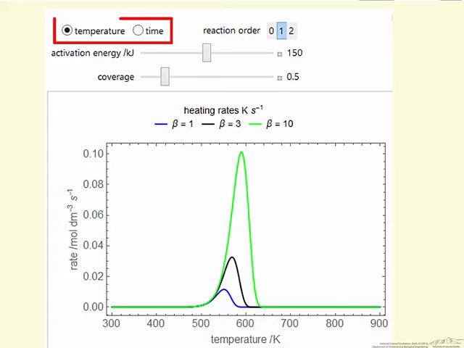The other way we can plot this, if we select time, is we plot rate versus time, and the behavior then is different, because when we heat at a very fast rate, the green line, this occurs over a relatively short time. The slow rate, blue, is over a longer time.